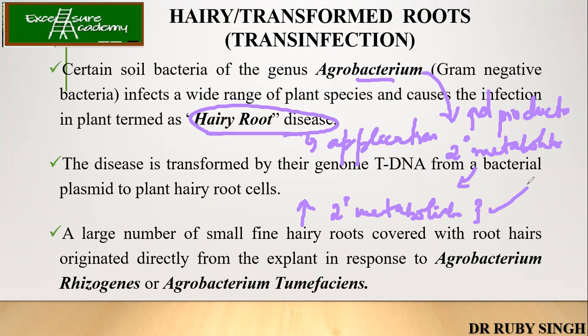Now, how exactly do we do this? Let's study this. Guys, please remember, hairy root culture is very, very important from your exam point of view. So, a large number of fine hairy roots covered with root hairs originate directly from the explant in response to Agrobacterium rhizogenes or Agrobacterium tumefaciens. Please remember these two. This is basically responsible for the hairy roots.